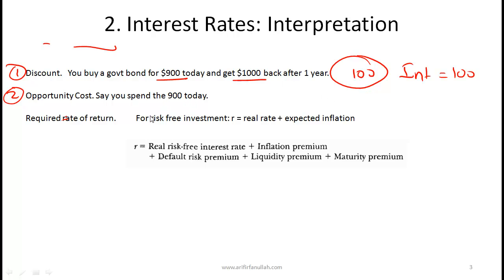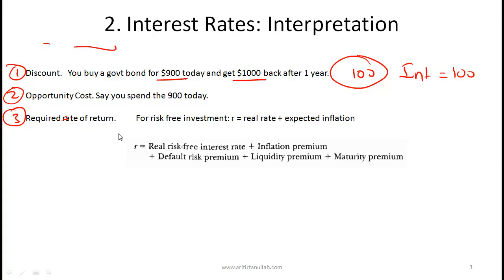So interest sometimes is also called the opportunity cost. And then 3, the required rate of return. Interest sometimes is also called a required rate of return, and the way you can think of this is, let's start simple. When you invest somewhere or put your money somewhere, you are requiring a certain return. If you don't get that return, you will not invest.